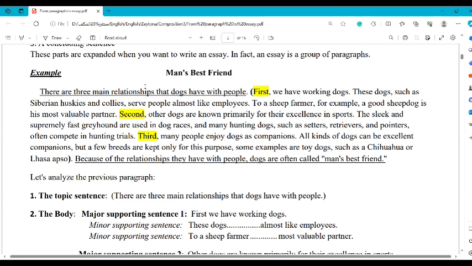The topic sentence contains the main idea of your paragraph. In order to support the topic sentence, you need to add major supporting sentences in the body. So the major support the topic sentence, and the minor support the major supporting sentences. All of them are supporting each other, and all of these sentences support the topic sentence. That's why it is the most important sentence in your paragraph.